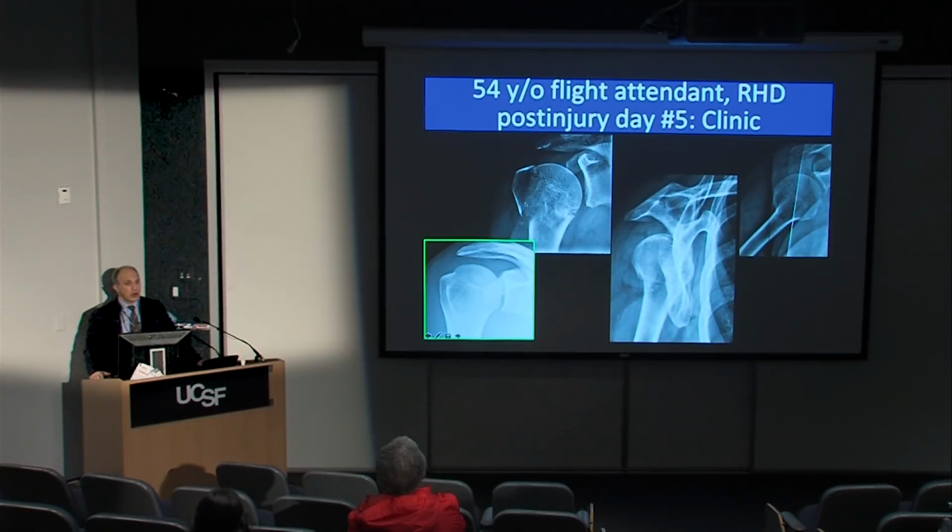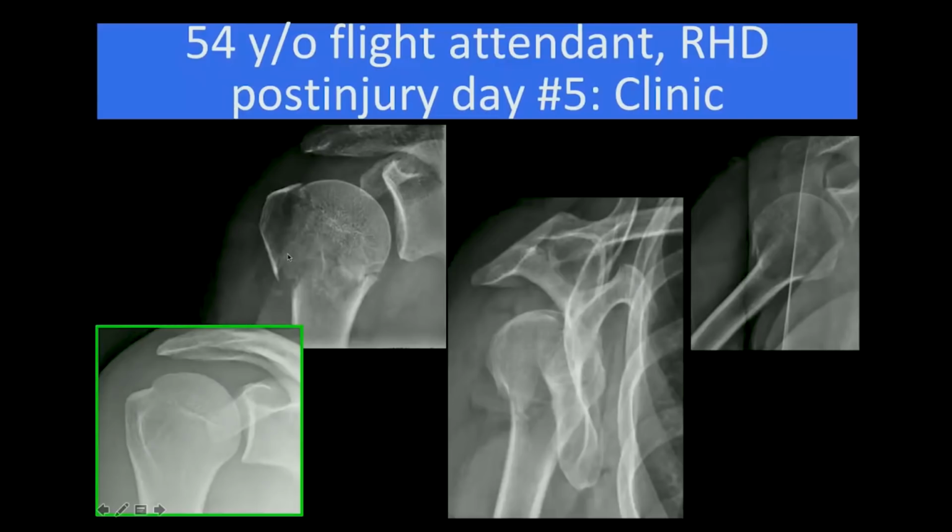This is a 54-year-old flight attendant, right hand dominant, post-injury day 5, who comes in my clinic. So this is how it normally looks. These are her x-rays. As you can see, there are some fracture lines here and here. This is another view, a side view. The fracture on this side is not very visible, actually. And this is another view. We check a couple of views to make sure that there's no significant displacement.